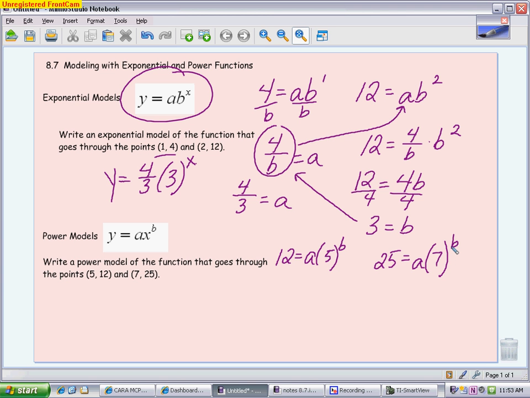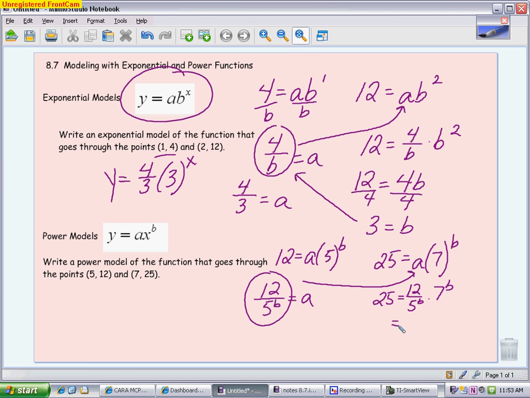Again, I'm going to solve this system by getting a by itself. So I'm going to divide both sides by 5 to the b. So 12 divided by 5 to the b equals a. And I'm going to substitute that in for a. So I have 25 equals 12 over 5 to the b times 7 to the b.